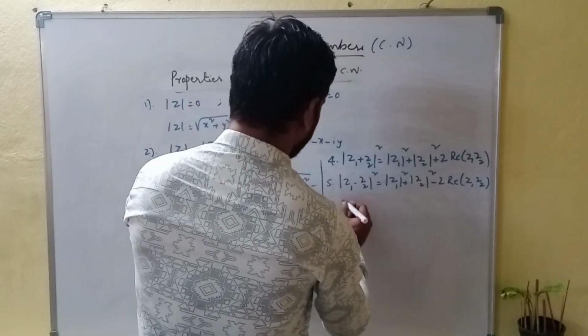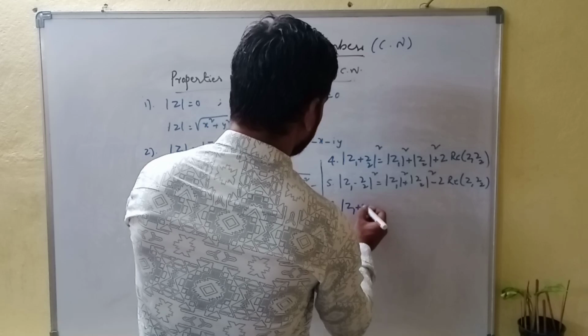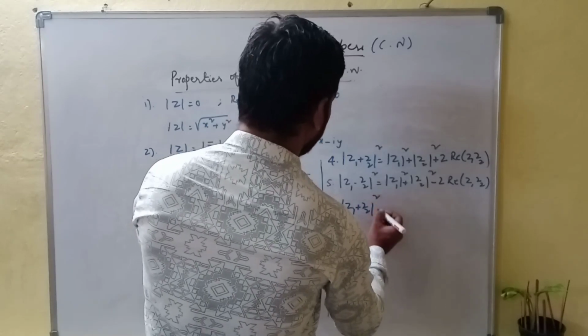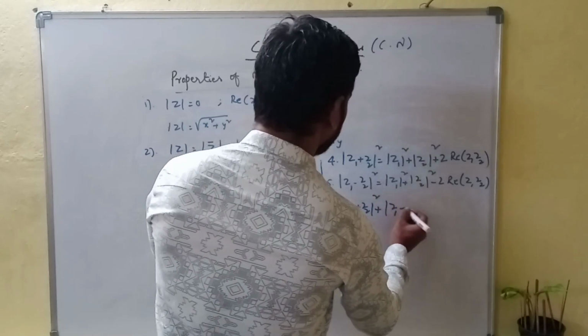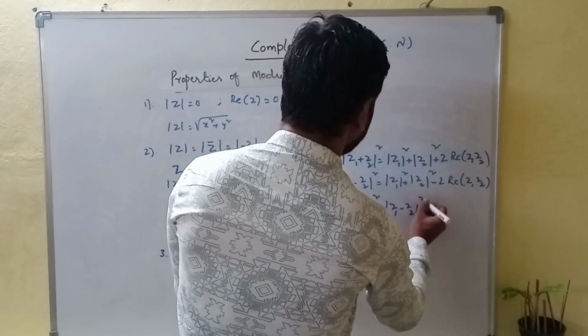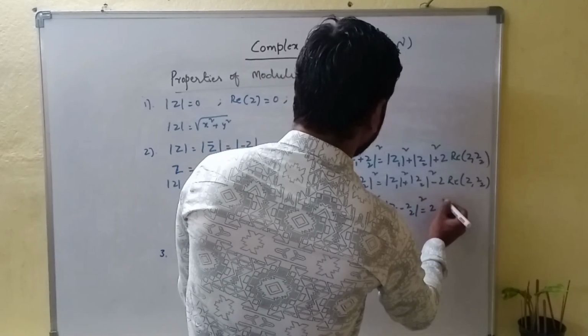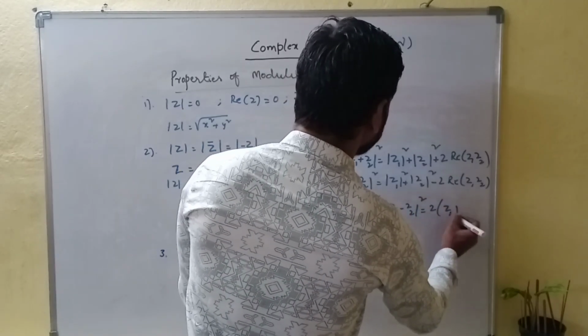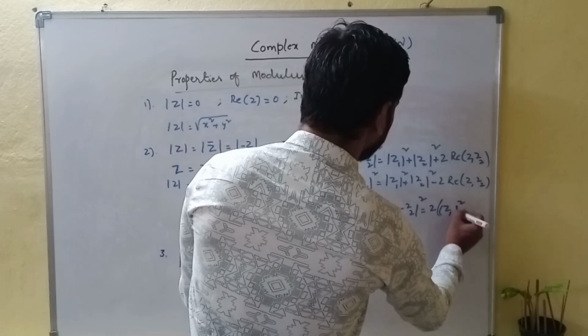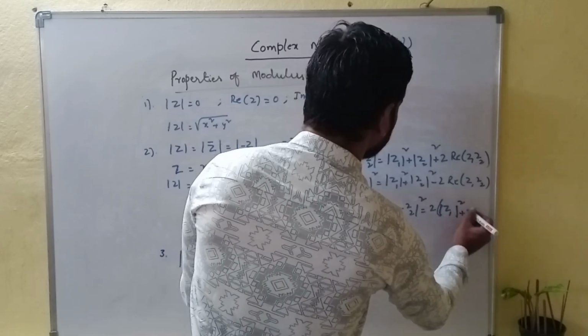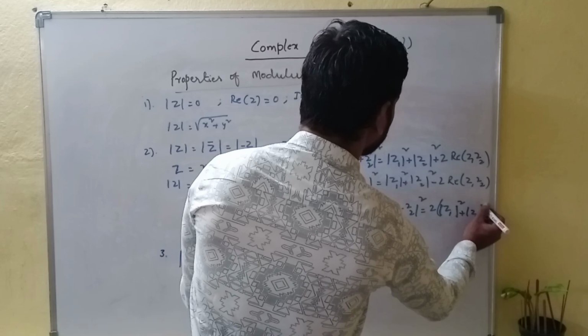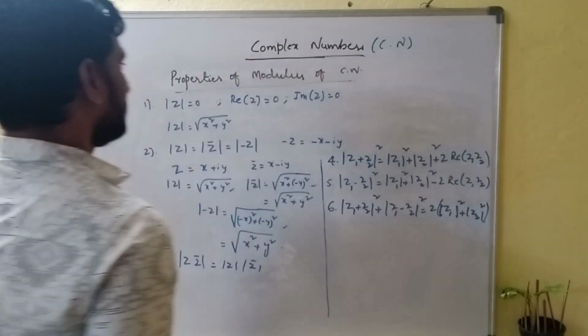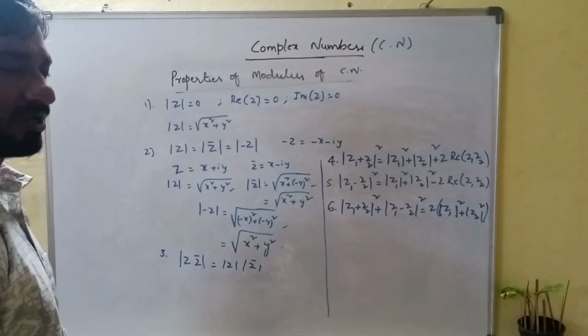Let's come to the other property. Mod z1 plus z2 whole square plus mod z1 minus z2 whole square is equal to 2 into mod z1 square plus mod z2 square. So these are the few properties of modulus of complex numbers.